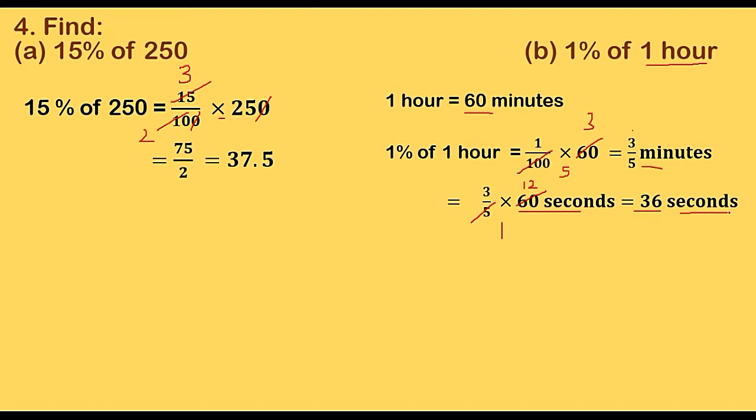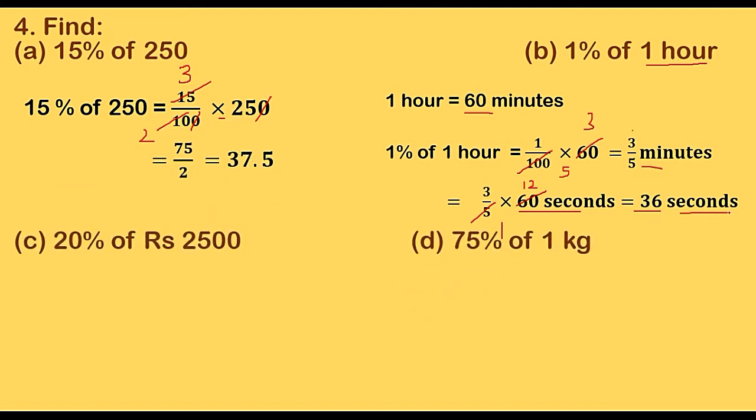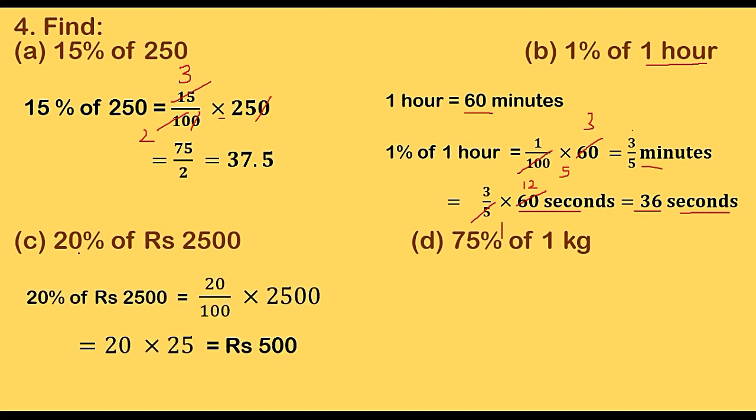Next part of question number 4, C and D. So C, 20% of 2500. 20% I'll be writing as 20 upon 100 multiplied by 2500. So what do I get? 20 and 100, I cut 2 zeros, 2 zeros. So what I am left with? 20 and 25. If I multiply, I get rupees 500. Here the question was in rupees, so don't forget this rupees unit.